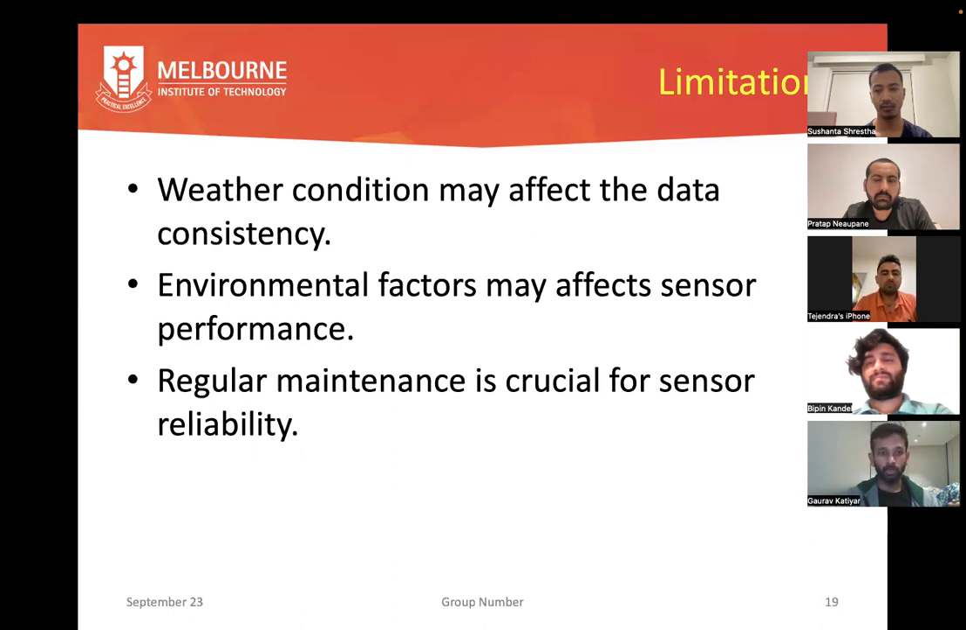And coming to the limitation of the project, solar is a conventional form of energy, so weather plays a very important effect on data consistency. Sometimes there is sunlight, sometimes there is not. So that will have an effect on our project.